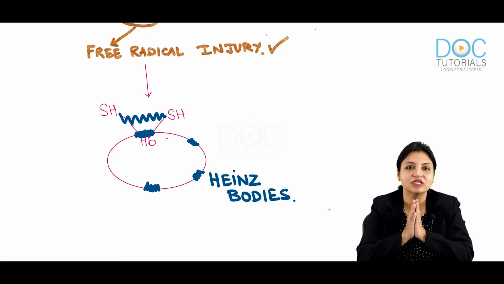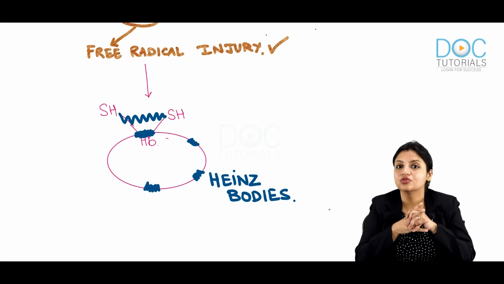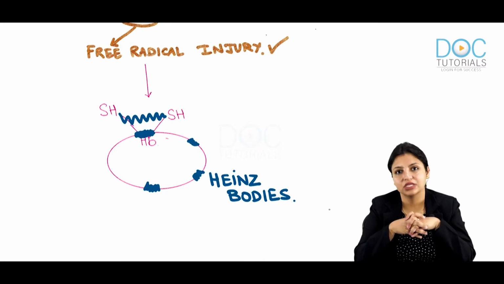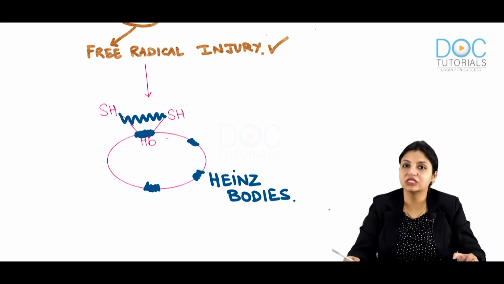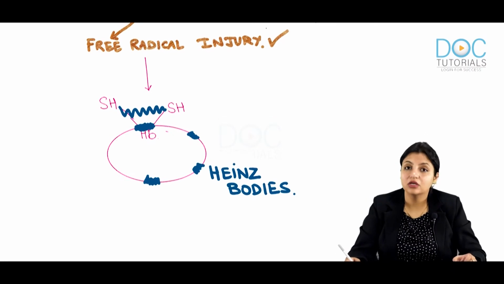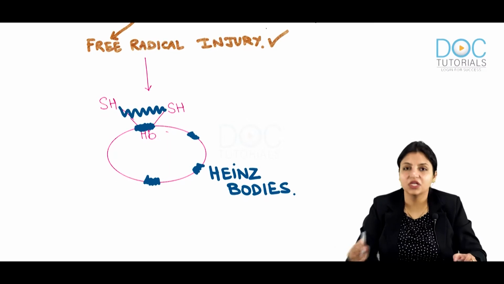Supravital stains are the only ones which help you see the live things. So supravital stains like new methylene blue, brilliant cresyl blue, crystal violet, azure B, these will help you see the Heinz bodies. So then you can see the Heinz bodies attached to the periphery of the red cells on supravital stain. Now let us see.